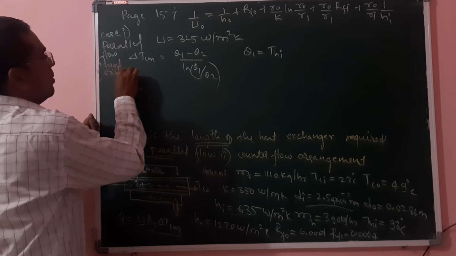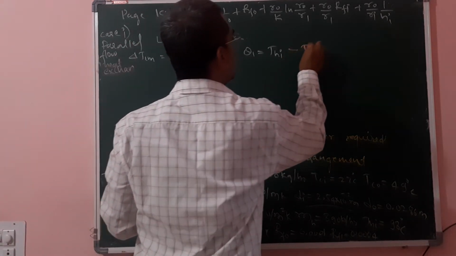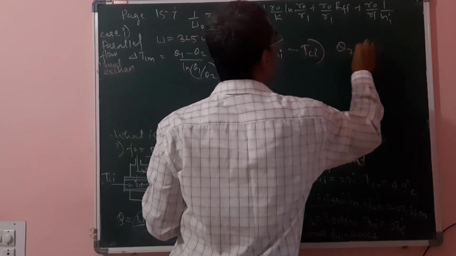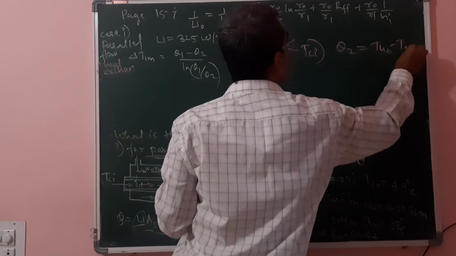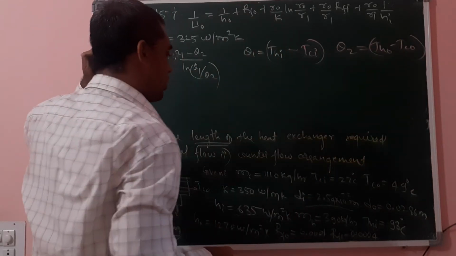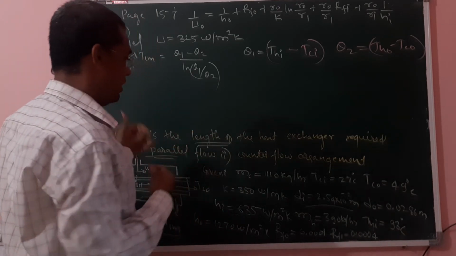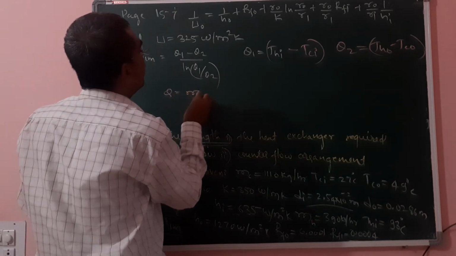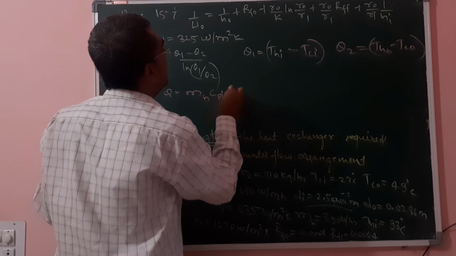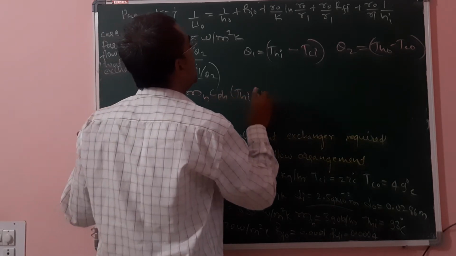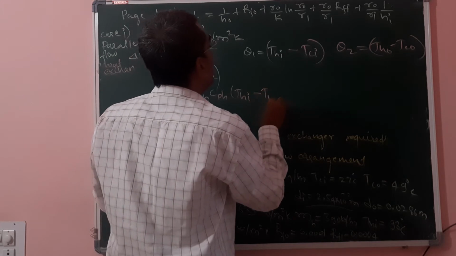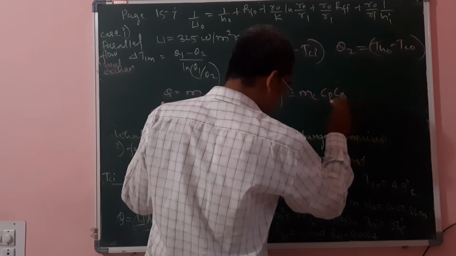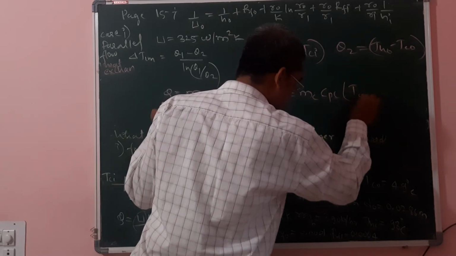Okay, because for counter flow it will be different. Theta 2 is equal to Th naught minus Tc naught. But we don't know Tc naught. How to calculate Tc naught? Using the heat balance equation. Whatever heat is transferred from the hot fluid is equal to the heat transferred to the cold fluid. Therefore, Q is equal to mass of hot fluid into specific heat of hot fluid into Thi minus Th naught. It is equal to mass of cold fluid into specific heat of cold fluid Cpc into Tc naught minus Tci.